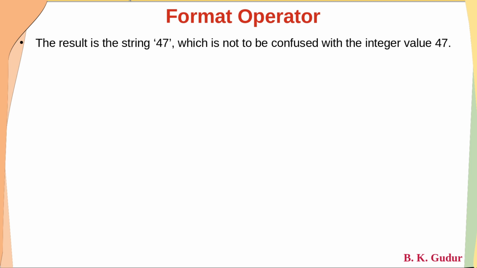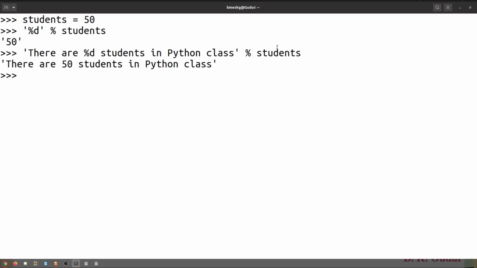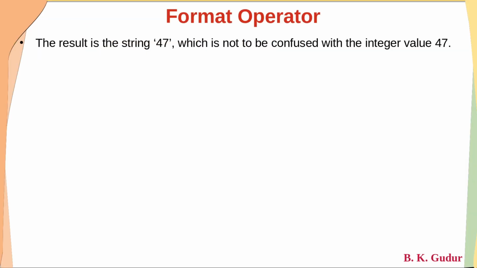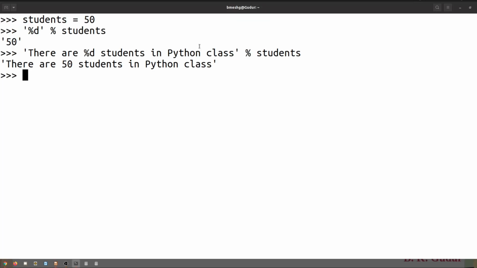Even though while converting, students will be converted to an integer, when it is printed it will be converted to a string. Finally, when it is printed, it will be converted to a string. Don't confuse this 50 with an integer 50. At the end, this 50 will be a string.